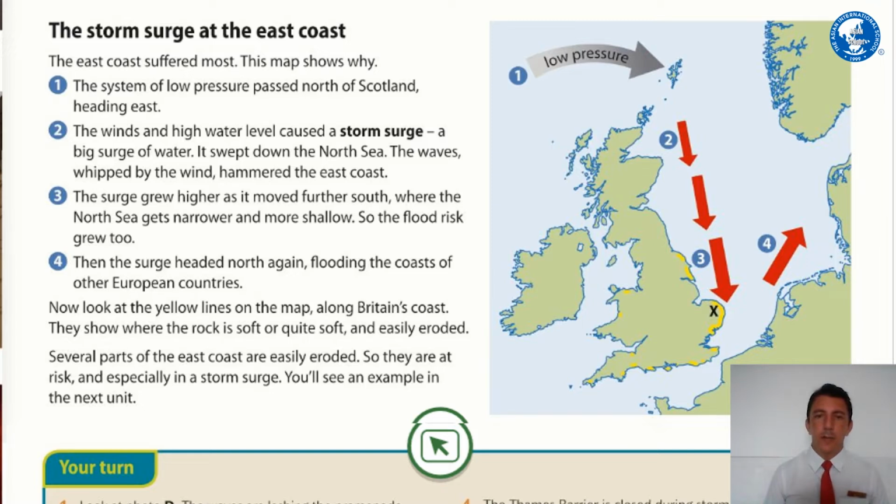So look at the yellow lines on the map along Britain's coast. They show where the rock is soft or quite soft, and this rock is easily eroded. So that's down around X. Several parts of the east coast are easily eroded, so they are at risk, especially in a storm surge. You'll see an example in the next unit.